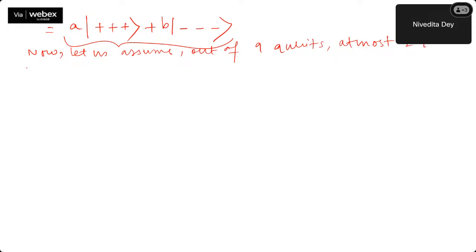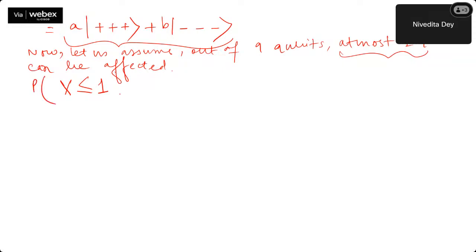Just a simple mathematics is remaining. So the error can affect at most 1 qubit. At most 1 means if x represents a number, then at most 1 means less than or equal to 1. Maximum 1 is possible. So the probability of this will be nothing but, we can write it down as x equals 0 plus x equals 1.